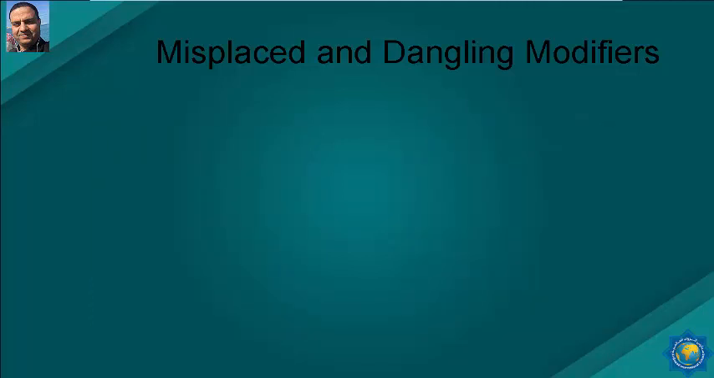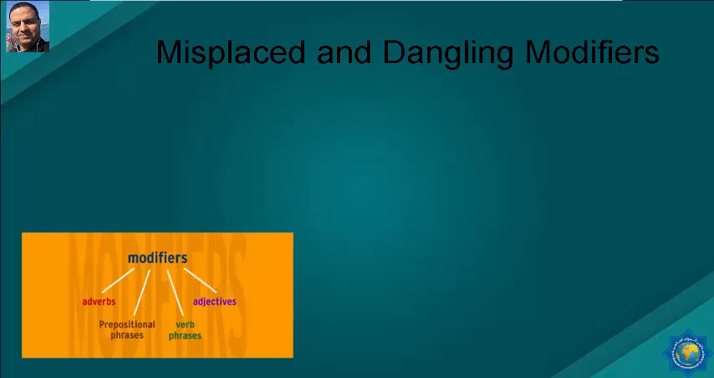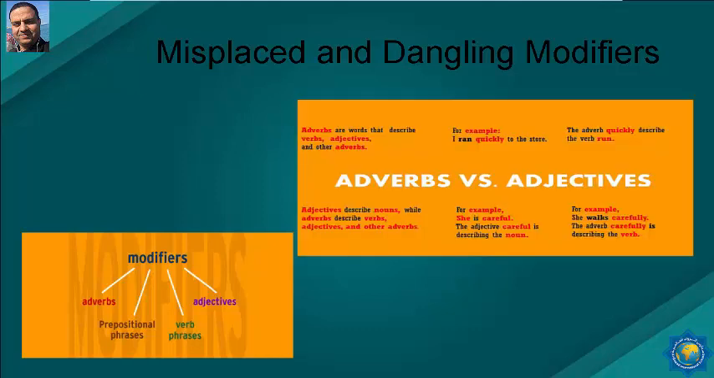And what is a modifier? It is a word that describes another word. It can be either an adjective or an adverb. Adjectives, as you know, describe nouns or pronouns. Adverbs describe verbs, adjectives, or another adverb. So when a modifier, whether it's an adjective or an adverb, is misplaced or dangling, that is a problem in writing and in grammar.